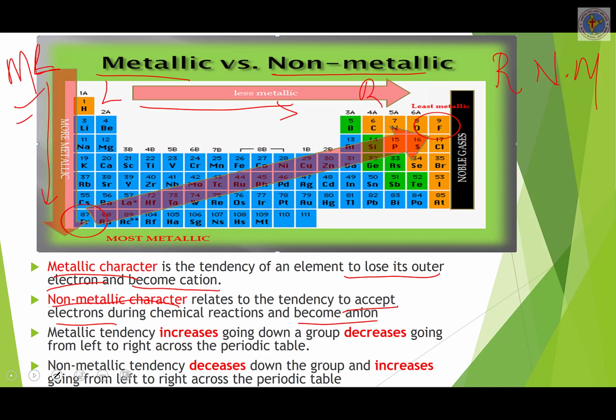So what happens, children, to the metallic character when you are moving from left to right across the period? The metallic character decreases. And what happens to the non-metallic character? It increases. Similarly, when you are moving from top to bottom, that is down the group, the metallic character will increase, and the non-metallic character will decrease. So this is all about the metallic and non-metallic character.